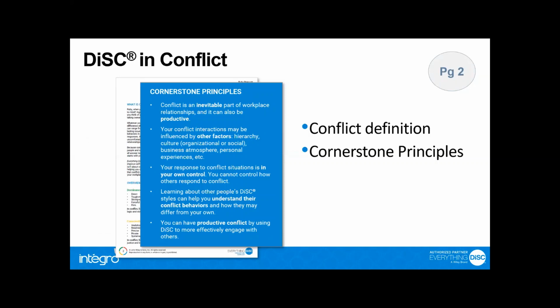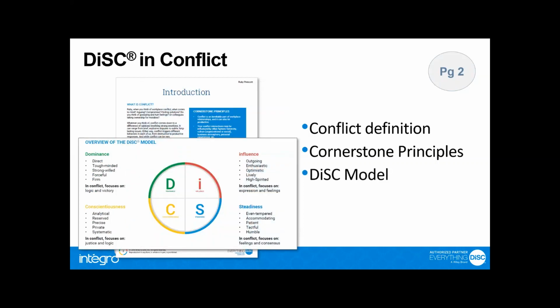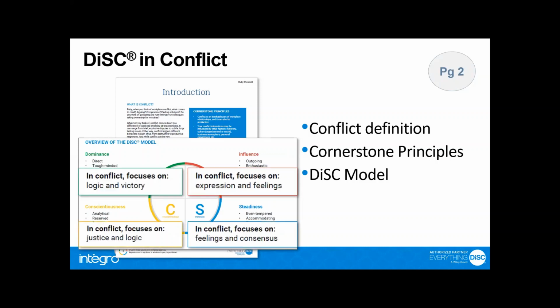learning experience as well. Okay, so at the bottom of page 2, there's a DISC model introduction overview, like we have in the workplace profile, except here we've also got what each of the styles tends to focus on when in conflict. And as you can see, they're very different. And especially if you look at the opposite styles, there's a big difference between expression and feelings for the I style and justice and logic for the C style. Okay.